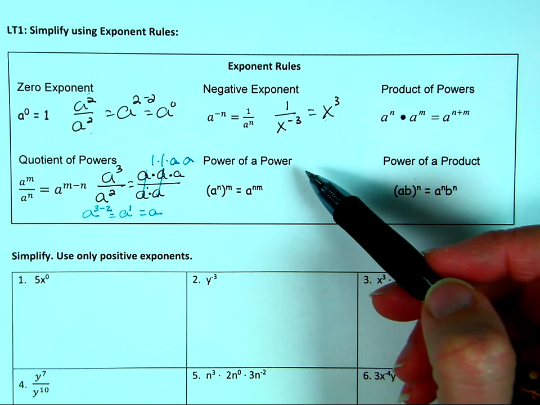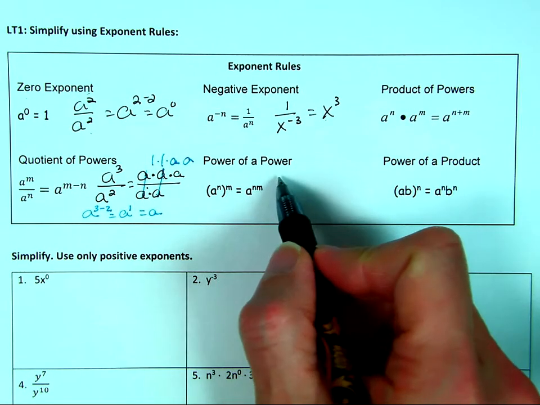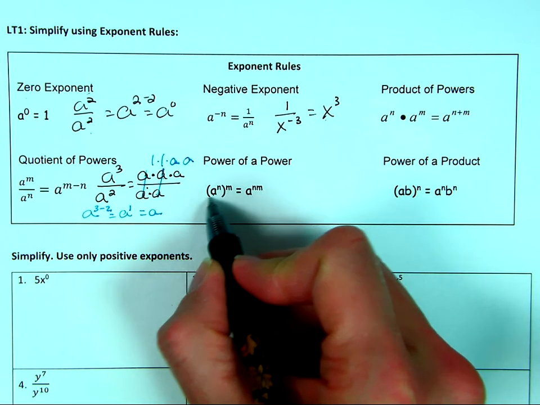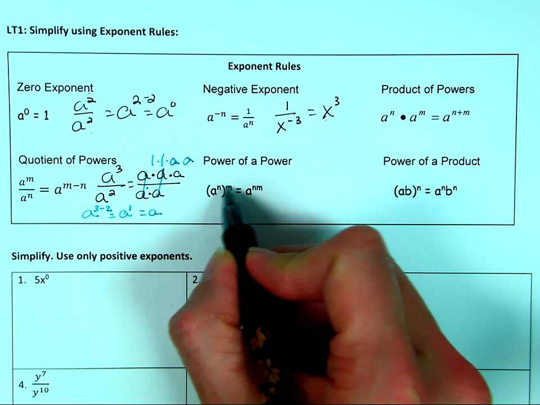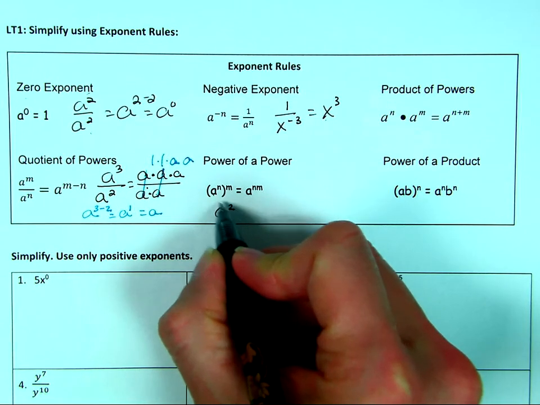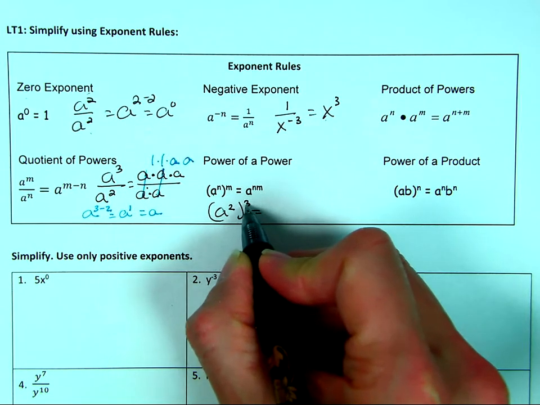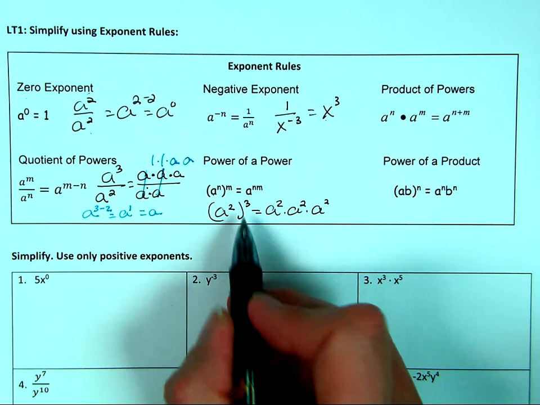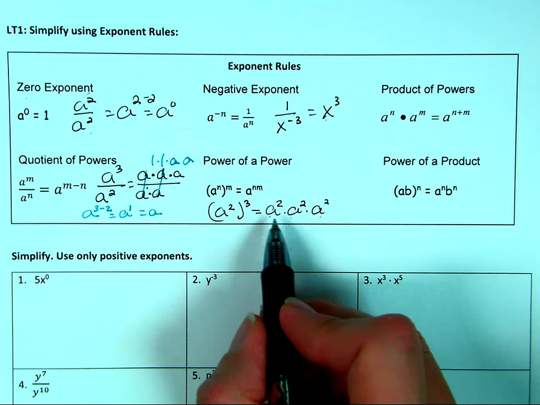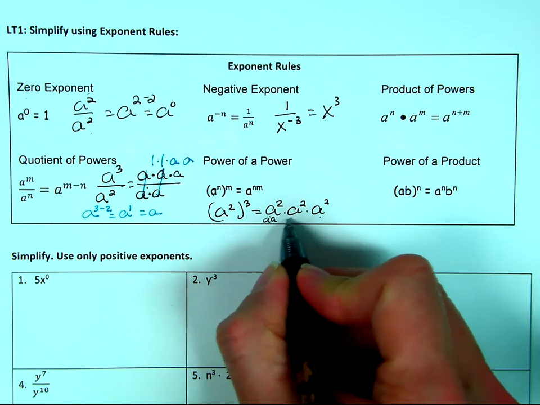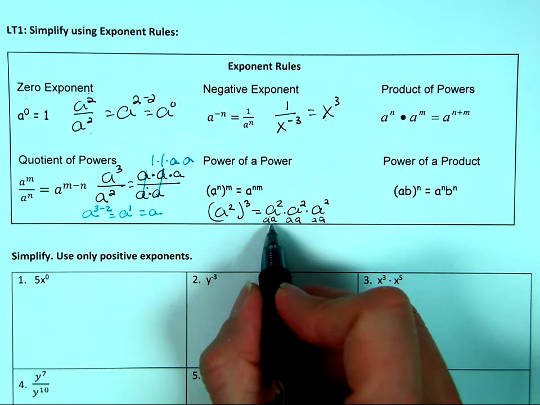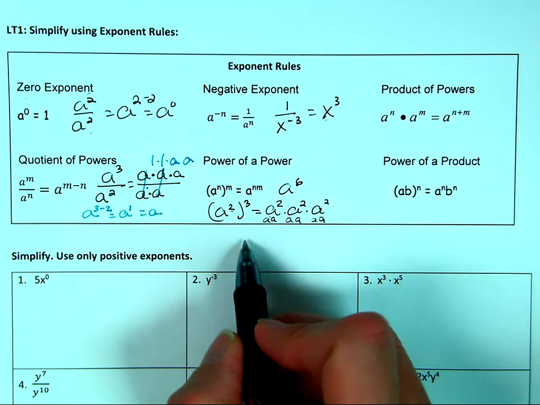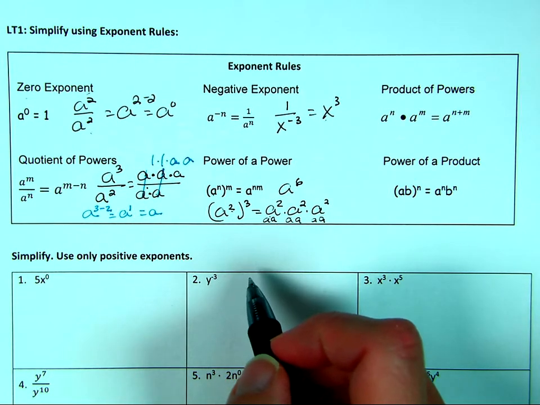The power of a power rule says that if you have some base raised to a power and you raise that whole thing to another power, you multiply those. It's kind of like if I had a squared cubed. Well, cubed means a squared times itself 3 times. That's what cubed means. There's 3 of them. And then this means a times a times a times a. So I end up with 2, 4, 6 a's, or a to the 6th, or 2 times 3. So that's how that power rule works.